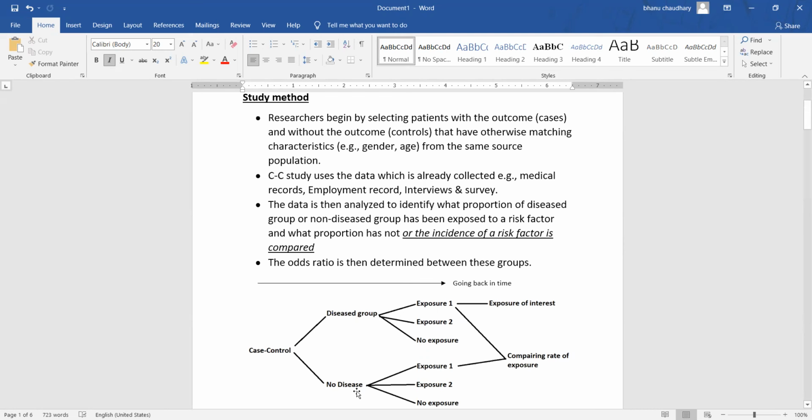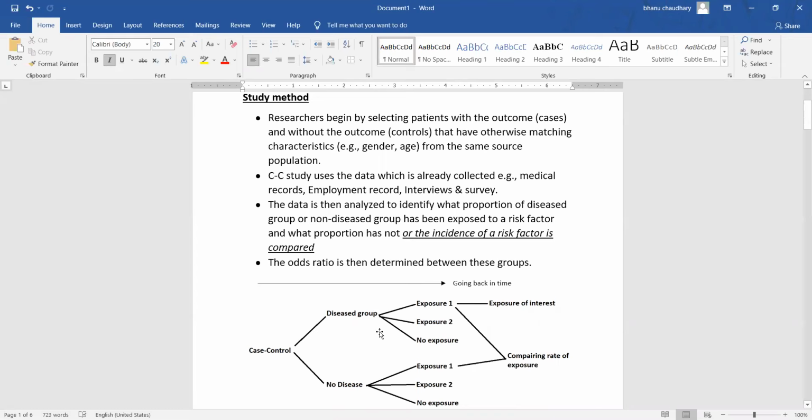And on the basis of these groups, you will go back in time. Okay, you will look for the medical records of these patients. For example, the medical records, the employment records, the interviews or the surveys could be conducted, okay, to determine the exposure status of these patients, like 5 years back or 10 years back.